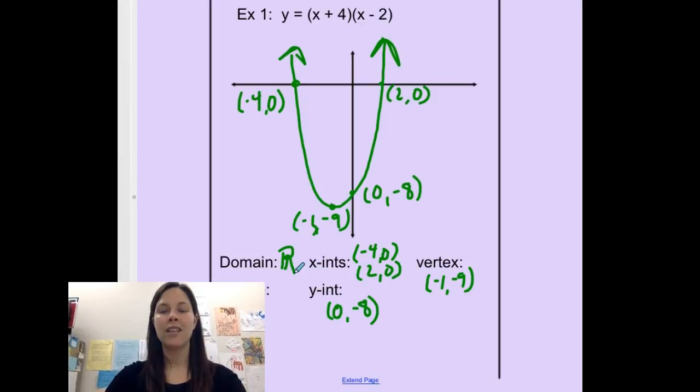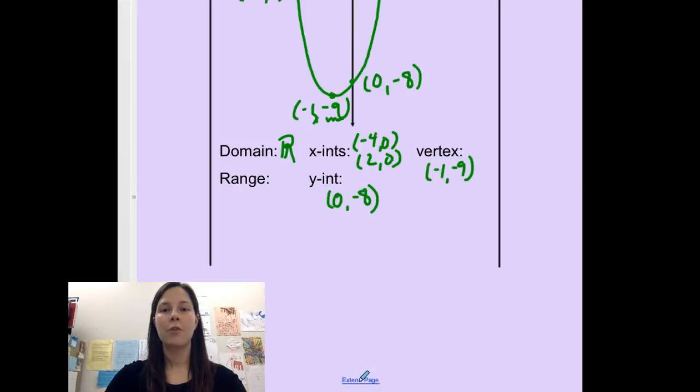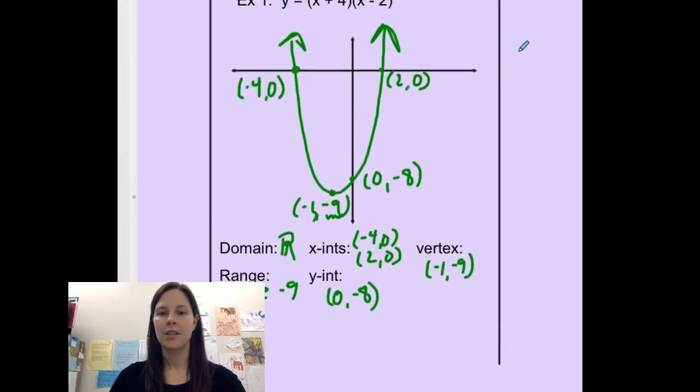The range has to do with the y-coordinate of the vertex and whether or not our graph opens up or down. The y-coordinate of our vertex is -9, and our graph opens up. So our range is y is greater than or equal to -9. Remember, if the graph opens down, it'll be less than or equal to. Now let's take a look at the equation and see if any of the information that we just found links to the equation at all.